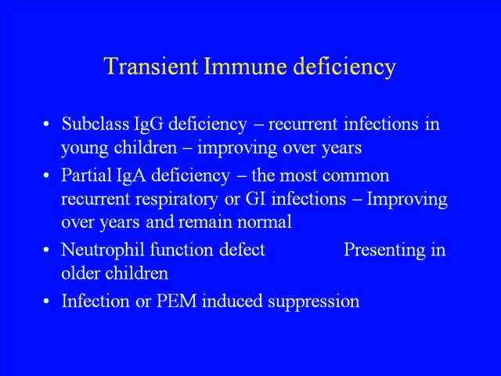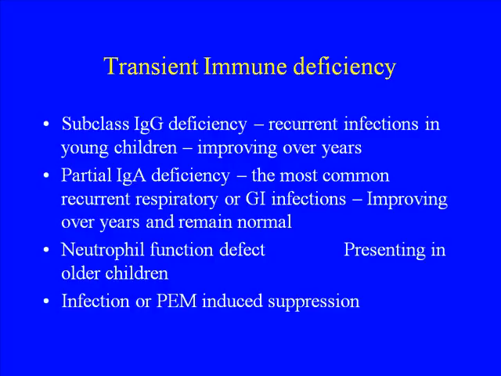And you have a subclass IgG deficiency, recurrent infection in young children improving over years. You have a partial IgA deficiency, very common in community. Recurrent respiratory or GI infection get better over time. And thereafter we all remain normal. We don't know what this transient immune deficiency is, we have no easy measure, we have no easy answer to that either.